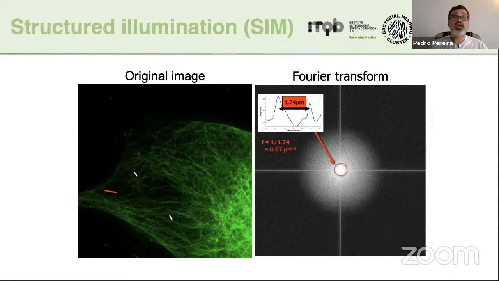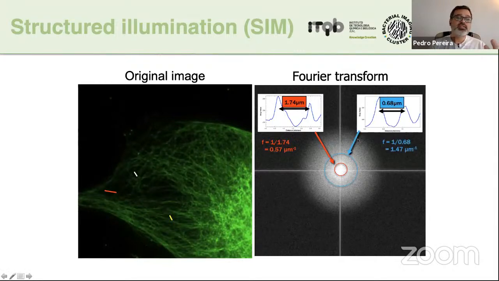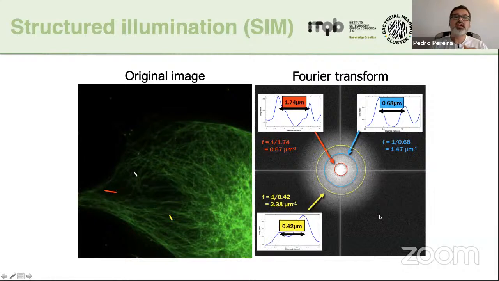Okay, so if you have really coarse details, so low resolution, they're here in the middle. If you have intermediate details, they're here more or less in the intermediate part of this Fourier transform. High level, high resolution details, they're more to the edge. And this is your resolution limit, right in the edge.